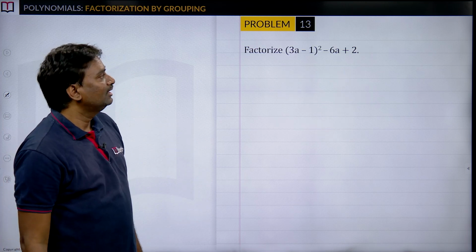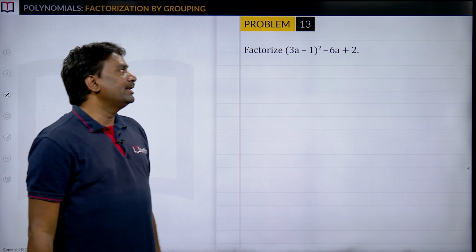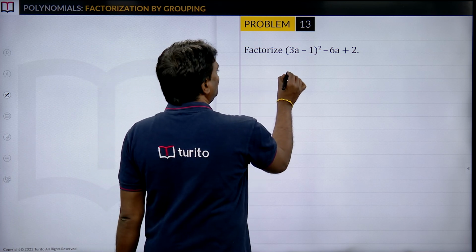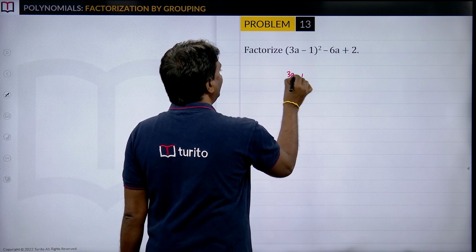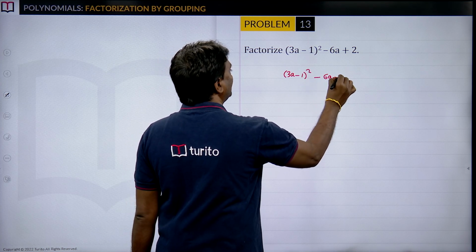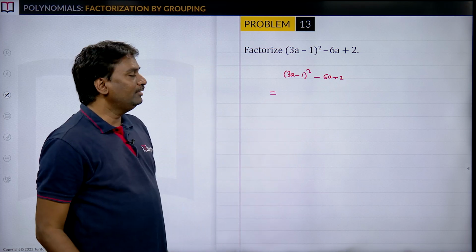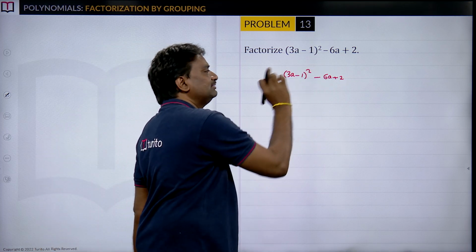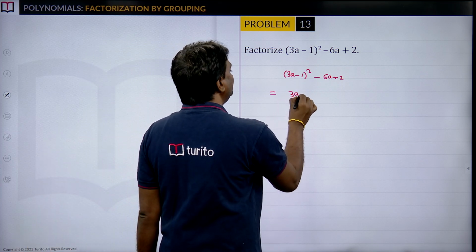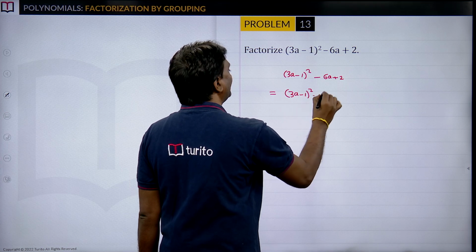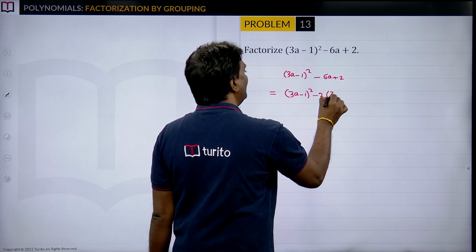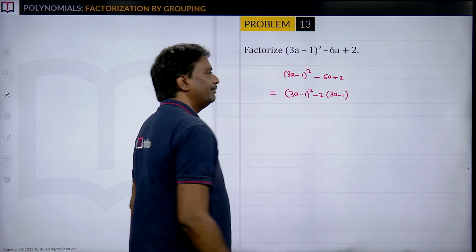Okay. Next, factorize 3a minus 1 whole square minus 6a plus 2. So, this is a simple problem. You can take the first expression 3a minus 1 whole square minus 6a plus 2. So, keep 3a minus 1 whole square as it is. From minus 6a plus 2 we can take minus 2 as common, you will get 3a minus 1.